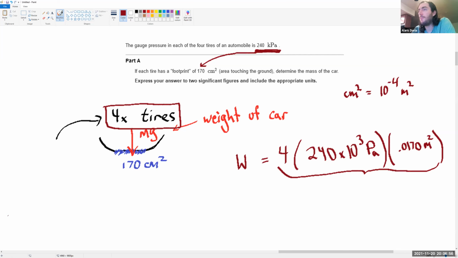So we need to multiply those numbers out, right? 4 times 240 times 10 to the third times 0.0170. Wait, why am I getting a negative number? I accidentally did not remember to erase that. There we go. So what I get here for my number, and double check your calculator, is 16,320. And that would be units of newtons. So we get that the weight is 16,320 newtons.